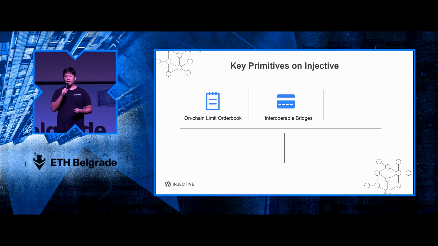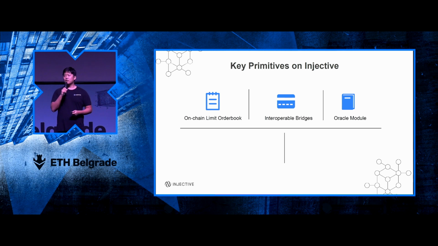Also bridging. Obviously, IBC, as I mentioned, is one such bridge, but Injective also supports a variety of bridges, including our own native Ethereum bridge, where you can, in just 5 minutes, deposit tokens into a smart contract, have them appear on Injective, and be used in your application, as well as support for many other bridging protocols like Axelar, Wormhole, and such.